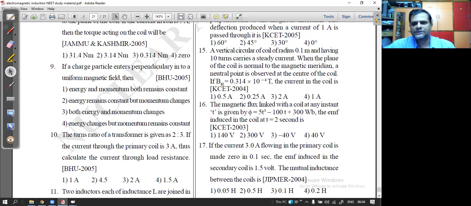See, here is 16th question here. It's very easy again. The magnetic flux is given by 5t cube minus 100t plus 300, right? And we want to find out the induced EMF at time t equal to 2 seconds. So you can just do it orally.